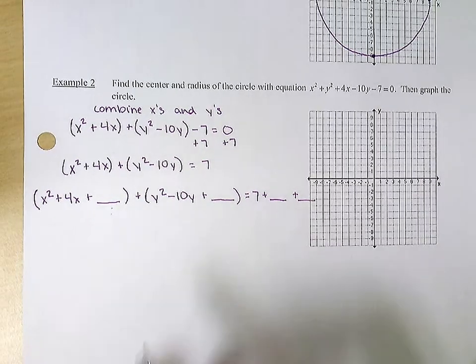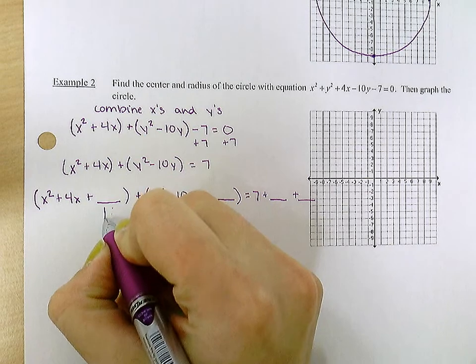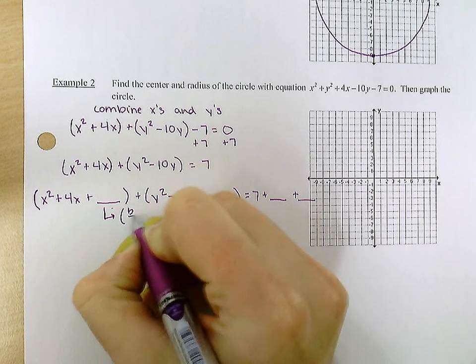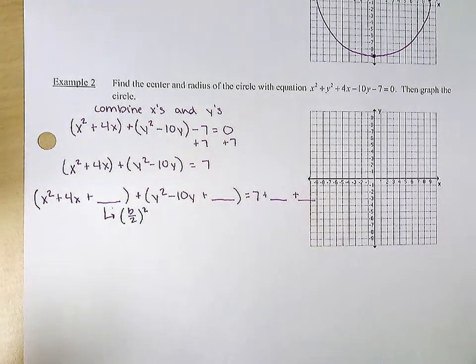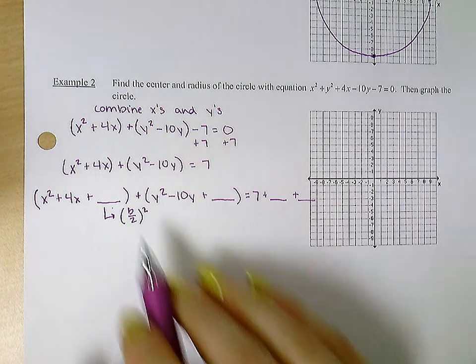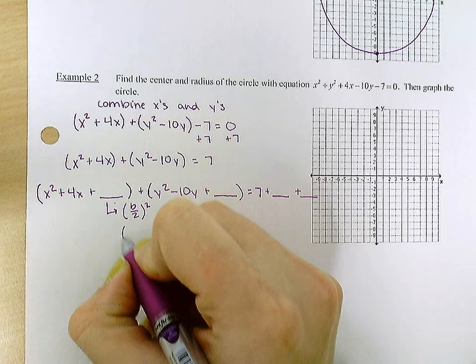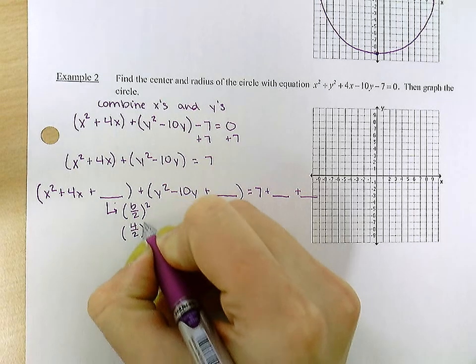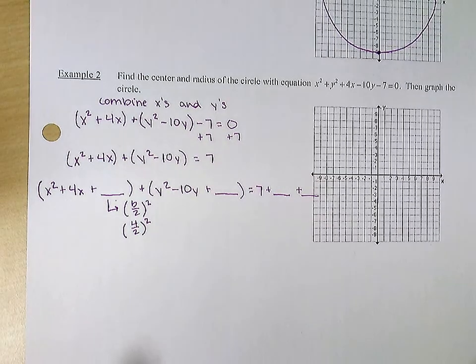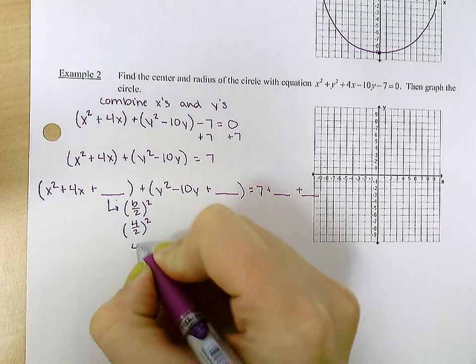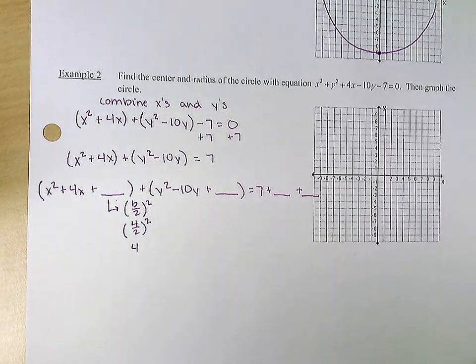Now again, to get this value, we are just completing the square. So it is b over 2 squared. Okay, so b is 4. So we have 4 over 2 squared, which is just 4.